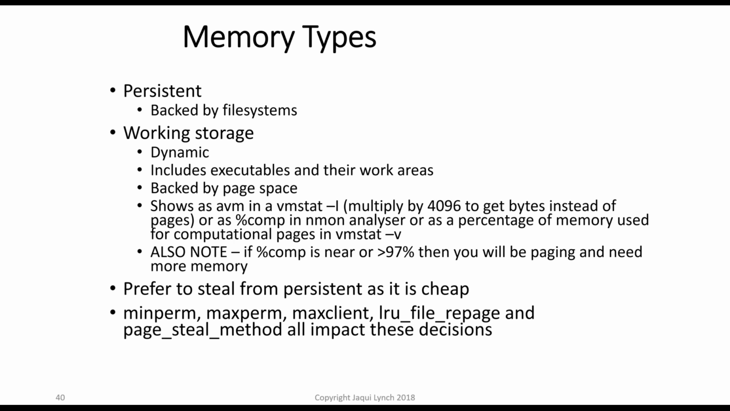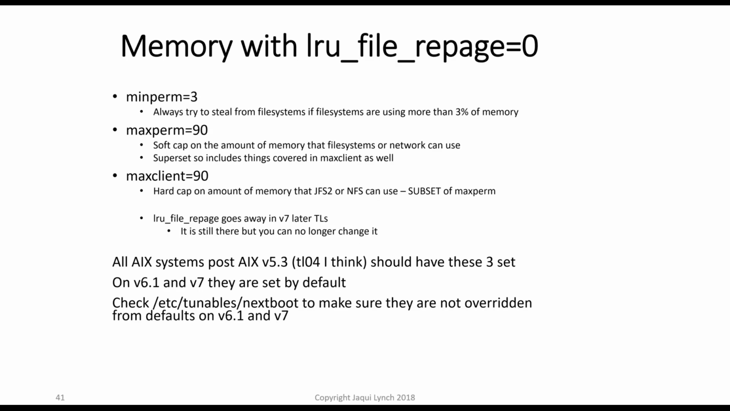So if we're going to have to steal memory, we'd prefer to steal from persistent memory because I can always get it back from a file system much less expensively than I get it back from dynamic storage. And there's 5 parameters that affect that: min-perm, max-perm, max-client, LRU file repage, and page steal method. The last 4 of those are now restricted tunables, and we don't change them. But in AIX version 5, we used to have to change them. And so that's why I want to just cover really quickly what they do.